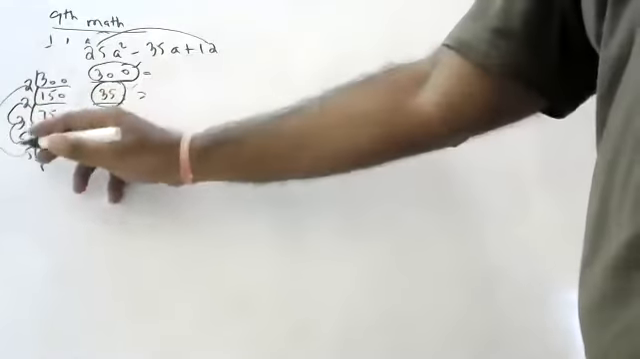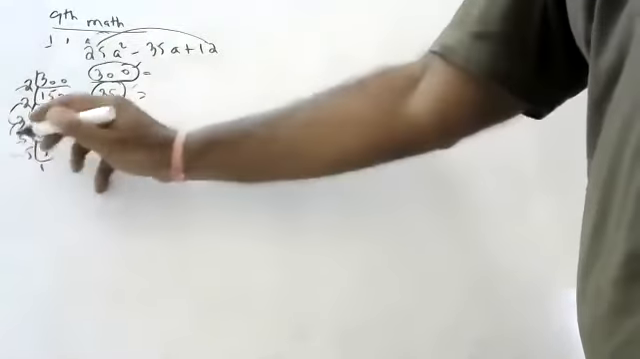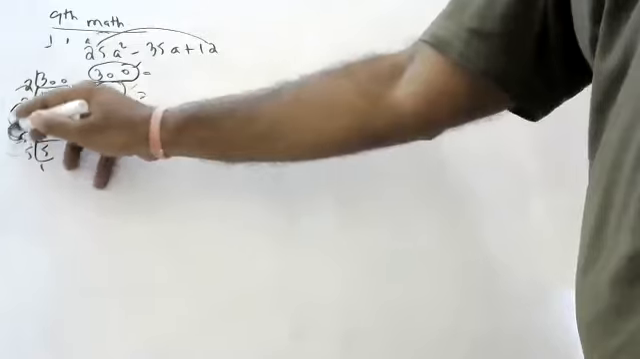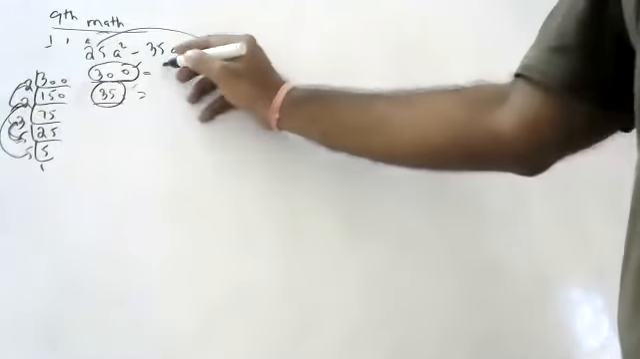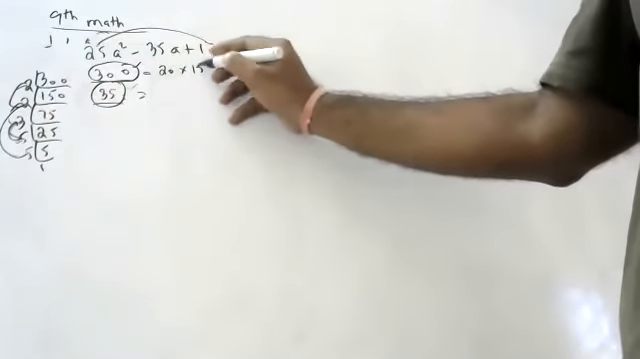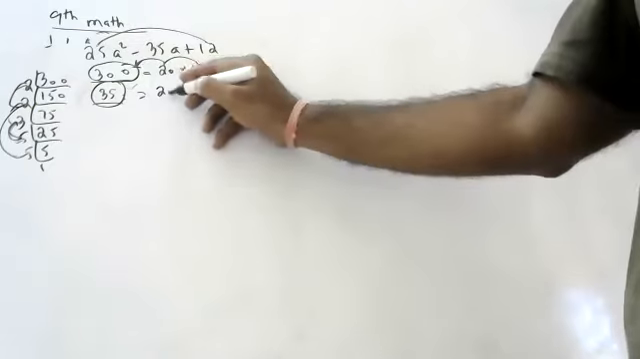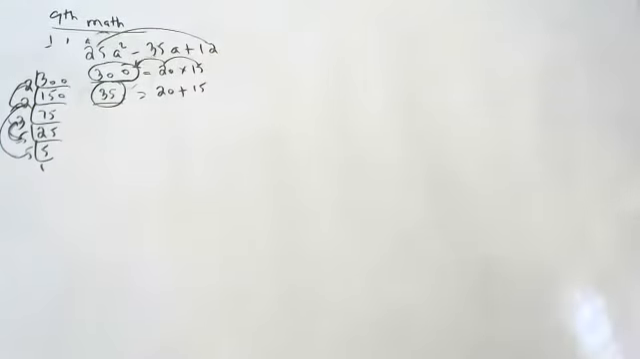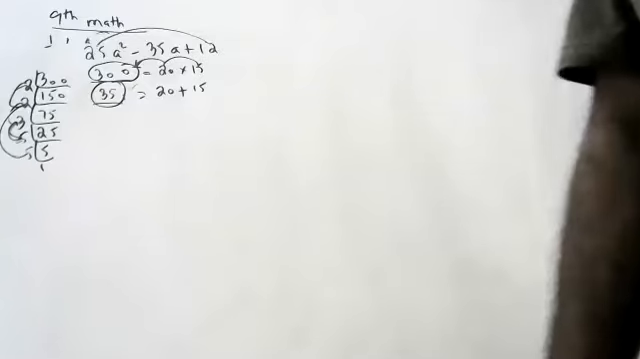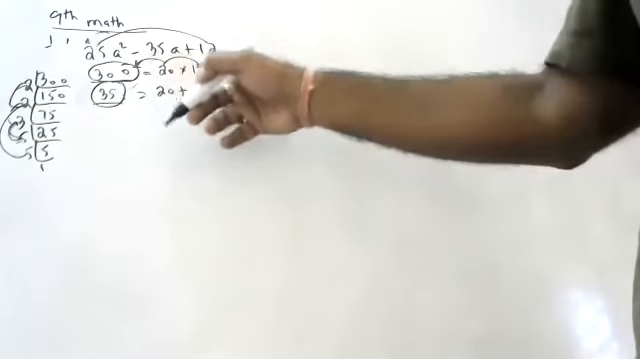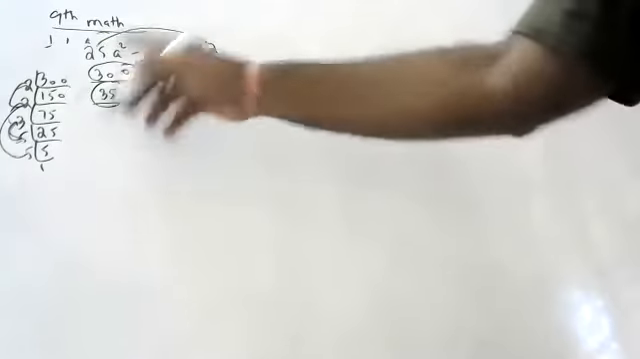So children, the other one is not possible. 5 3s are 15, 5 2s are 10, 10 2s are 20. 20 into 15 is 300. 20 plus 15 is 35. You should know how to split the middle term, children. If not, it will become very tough in higher classes. So 20 into 15 is 300, and 20 plus 15 is 35.